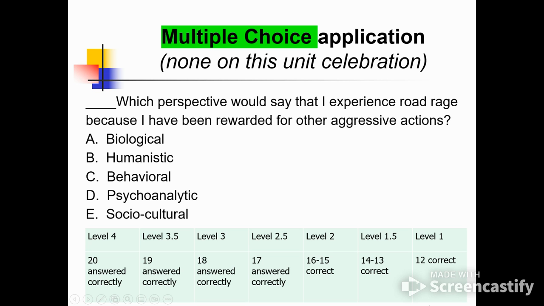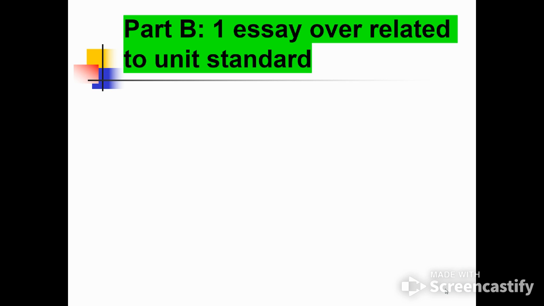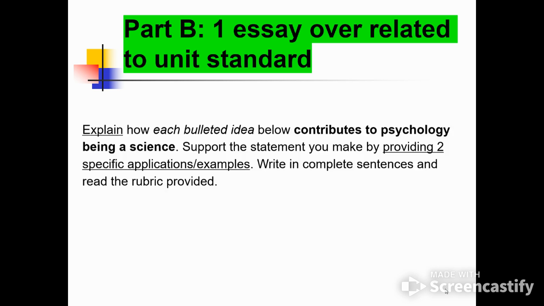And notice, if you don't score 12 out of 20 correct, you will be called in for RTI, and we're just going to do a little reteaching. Then you will take a different assessment and see if you can earn up to that level 1. Okay, the second part, part B, will always be one essay related to the unit standard, and we will be practicing. We'll have a practice essay to get you ready for that.